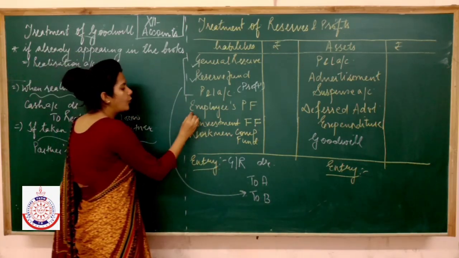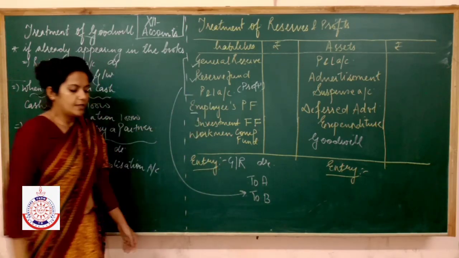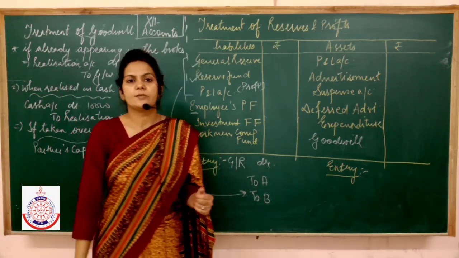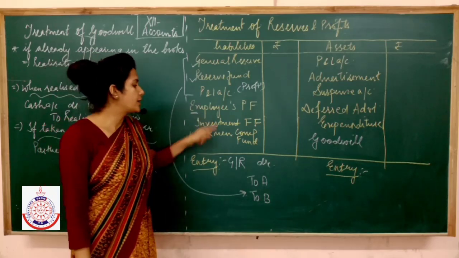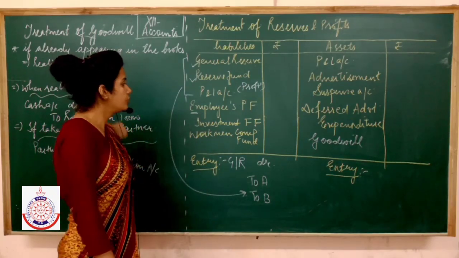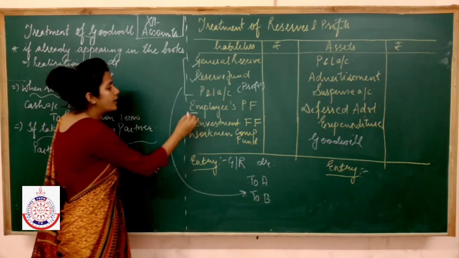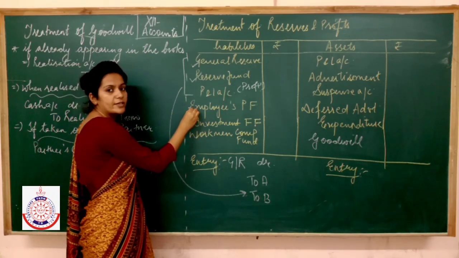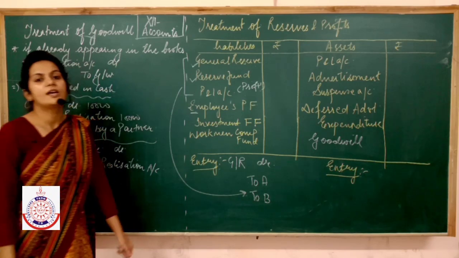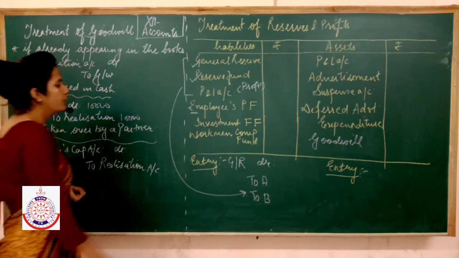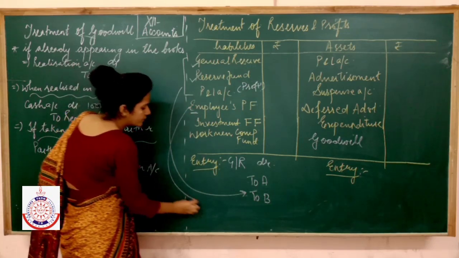Next is employees provident fund. You know, employees provident fund is a third party liability, which means it is not part of profits. So we can't give it to the partners. Rather, we have to transfer this employees provident fund to realization account, like we are transferring other liabilities. So, what journal entry are you going to pass for this?